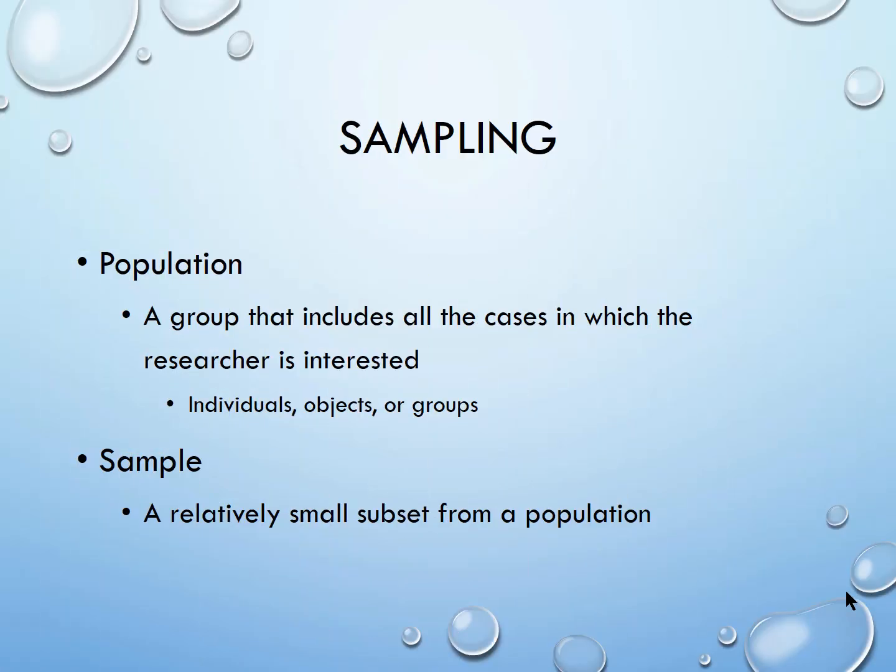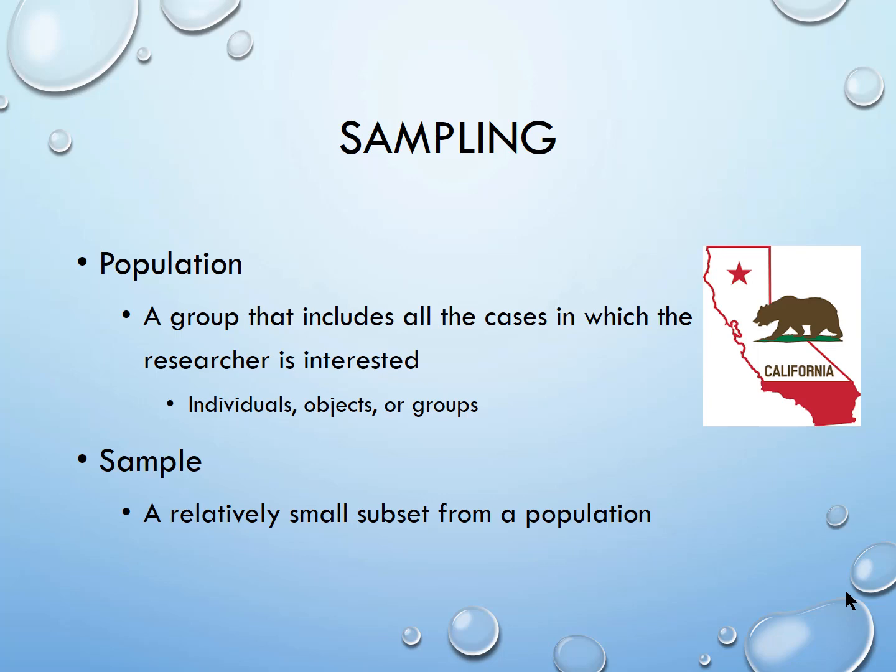A population is defined as a group that includes all the cases in which the researcher is interested. So this can include individuals or objects or groups. A sample is a relatively small subset from a population. A population, for example, could be all students at the community college that you're interested in. Or it could be everybody in California. So the population would be everybody in California, but we would just take a small subset from that population. So take maybe a sample of 100 people from California and then ask them a specific question.